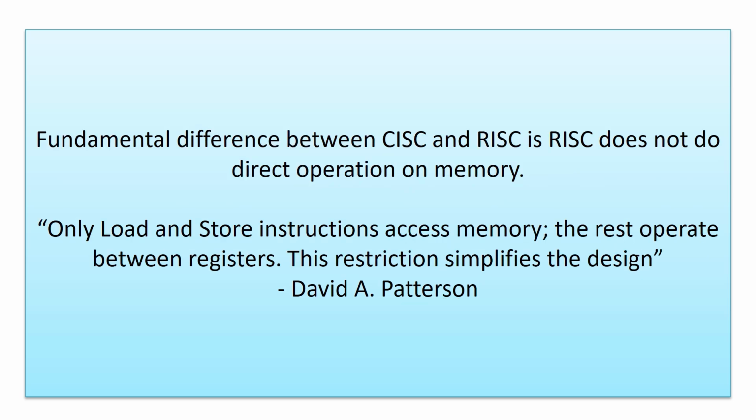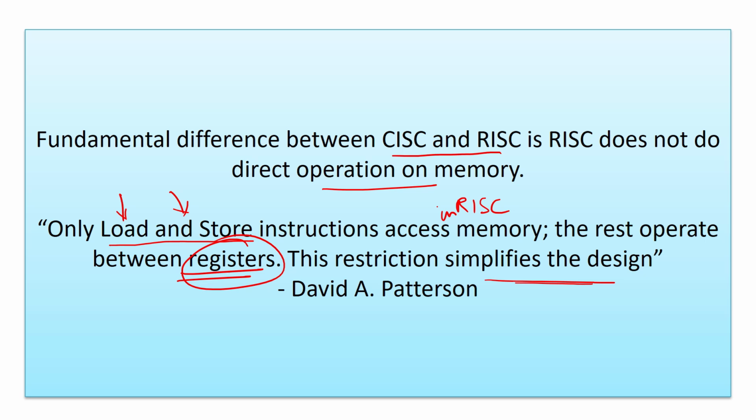So the fundamental difference between the CISC and RISC is, RISC does not do direct operation on memory. Only load and store instructions access memory in RISC. The rest operate between the registers. Every other operation is done between the registers. This restriction simplifies the design. So we are restricting the functionality by only giving load and store instructions the access to memory. All the other instructions have to work through registers, and because of this restriction the design is very simple.